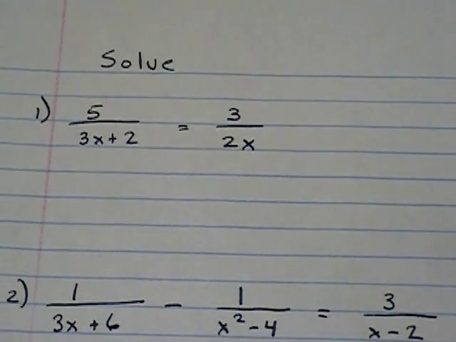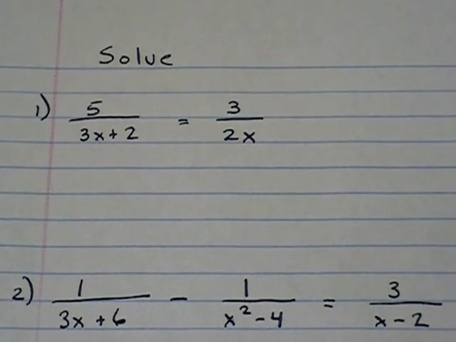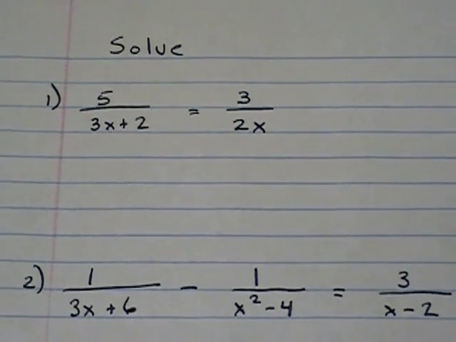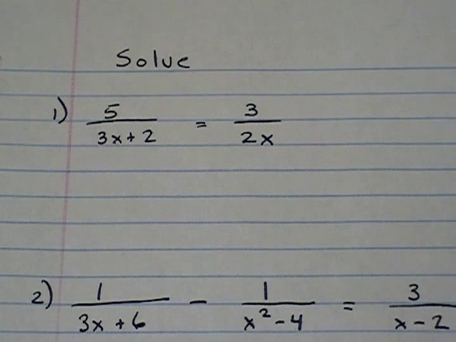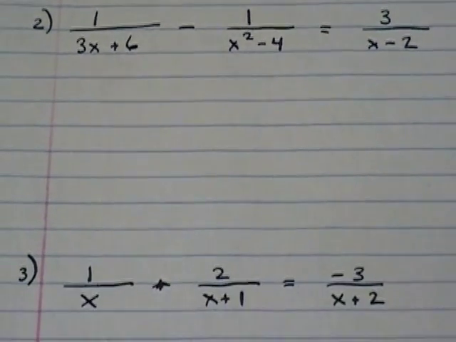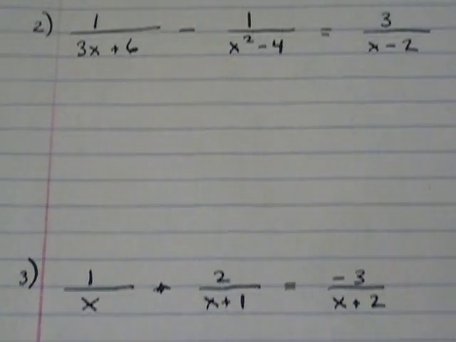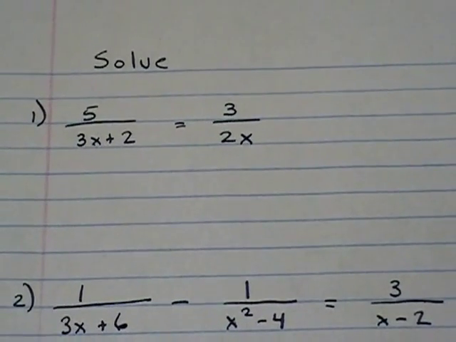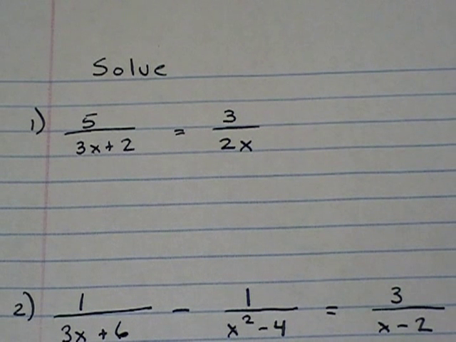So today we've been asked to solve three equations, and each of these equations happens to have a variable in the denominator. You'll see question 1 there, 5 over 3x plus 2 equals 3 over 2x. And anytime you have a variable in the denominator, there's question 2, and then there's question 3. These are called rational equations, which is just a fancy math way to say fractions, but without scaring you by saying fractions.